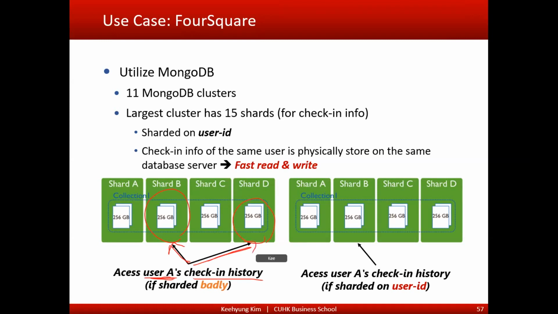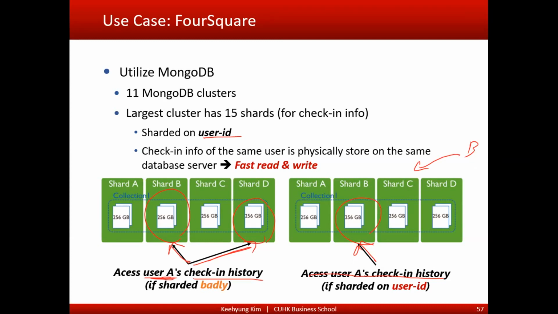That's possible. However, if you use user ID as the shard key, if the user ID is the same, it will be saved in the same server. So all of user A's check-in information will be saved in one server because you determine user ID as the shard key. So another user B's check-in information will be saved on the same server like this. So if you do that, basically they can provide fast read and write performance.